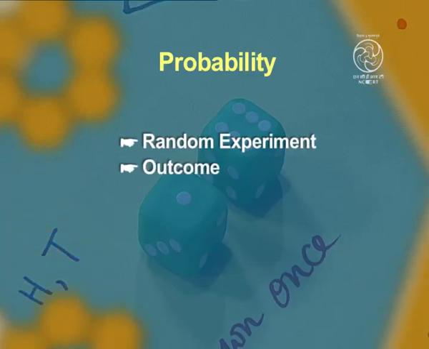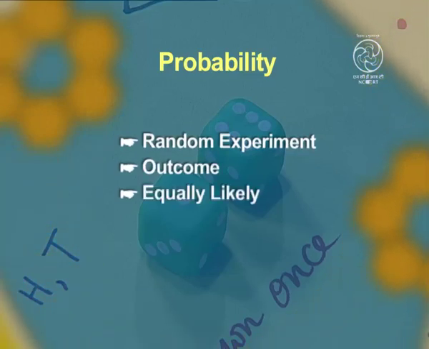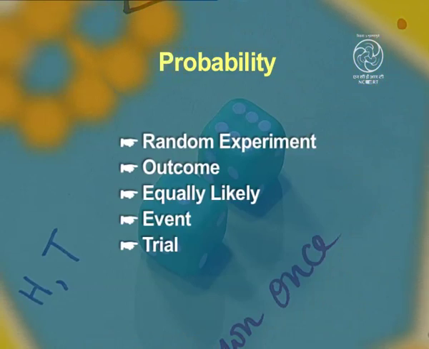First, we will learn about various terms and concepts in probability. Probability is a branch of mathematics which is very important, and it is used to measure the uncertainties of an event. You would have heard about terms such as random experiment, outcome, equally likely outcomes, event, and trials. Let us learn about them by an activity.